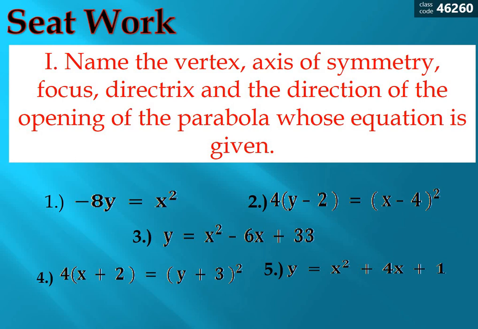Name the vertex, axis of symmetry, focus, directrix, and the direction of the opening of the parabola whose equation is given. Number 1, negative 8y equals x squared. Number 2 is 4 times the quantity y minus 2 equals the square of x minus 4. Number 3 is y equals x squared minus 6x plus 33. Number 4 is 4 times the quantity x plus 2 equals the square of y plus 3. And number 5, y equals x squared plus 4x plus 1. All you need to do is follow the pattern that I've discussed with you a while ago. So step by step, you can do that.